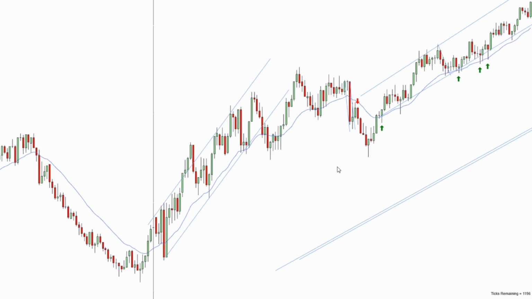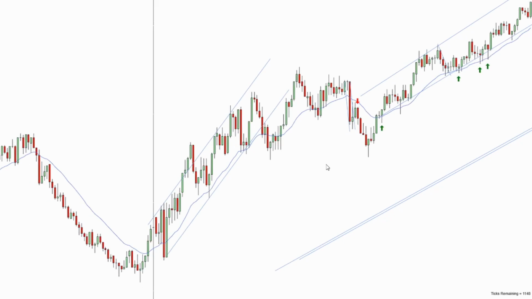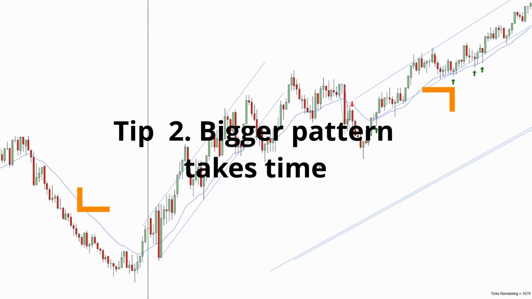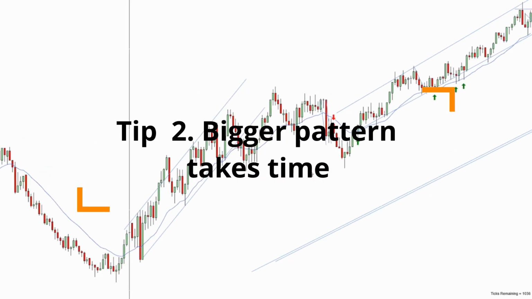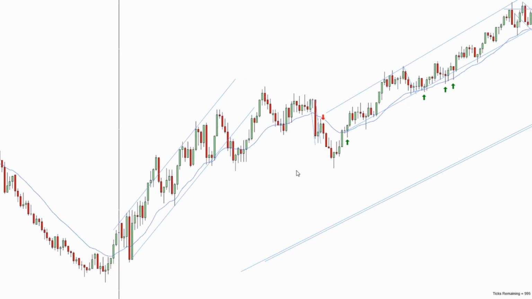Now I get a lot of questions regarding how we adjust trend lines, how we look for bigger patterns, or do we straight up make new trend lines? And this is the second tip, and it's regarding looking for the bigger pattern. I cannot stress this enough. And I'm going to emphasize this: when we look for a bigger pattern, we need to understand that the bigger pattern takes time to develop.